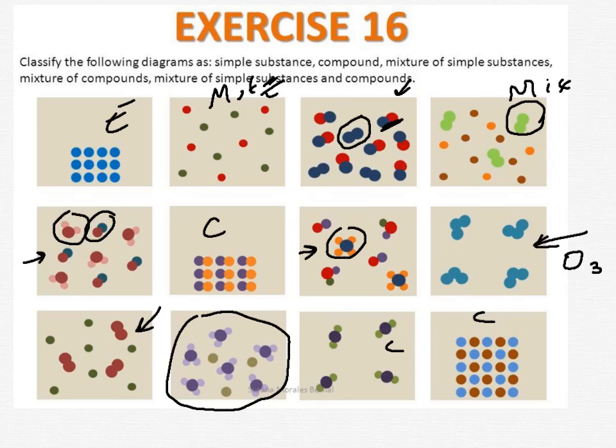Mixtures are always physically separable, and compounds can always be broken down using some kind of chemical means. Elements cannot be broken down by any chemical means, physical means, or any means. Only by nuclear reactions can you break apart an atom.